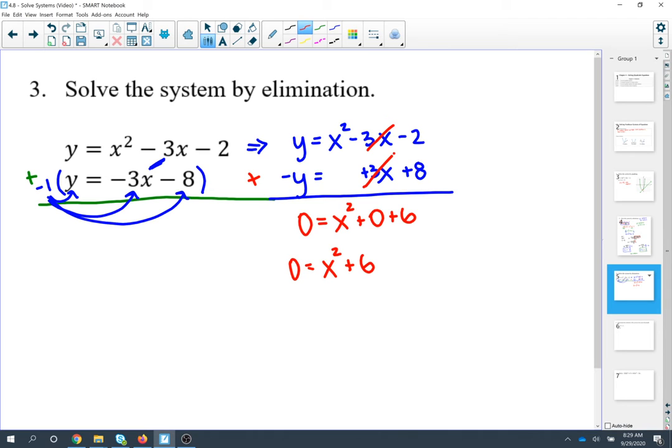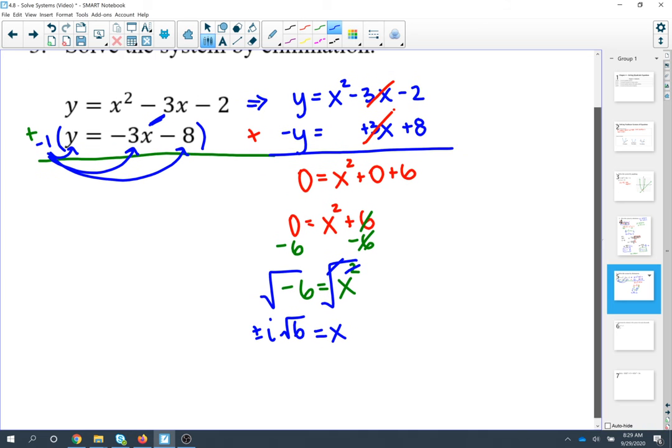If I take a look at that, I have no b value, so I'm going to solve by square root. I'm going to subtract 6. -6 equals x squared. Then I'm going to take a square root. Squared cancels with the root, x equals. And then I'm going to take a look at this answer. Well, this is the square root of a negative number, which means we're going to have a plus or minus i root 6.